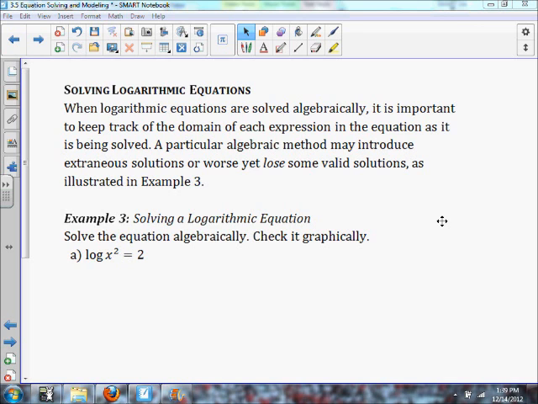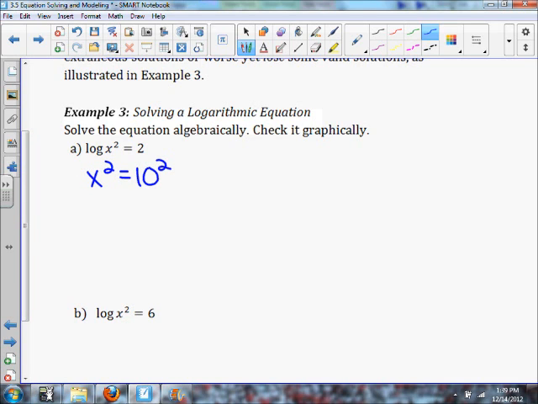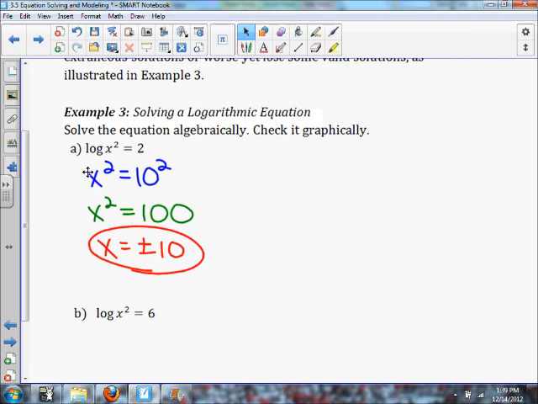Now, when we solve the first equation in example 3, log of x squared is equal to 2, there are a couple of ways to do it. The way I like to most do it is switching from logarithmic to exponential equations. When the base is not shown on here, log of x squared is equal to 2, we know it's 10. So that means x squared is equal to 10 squared, which means x squared is equal to 100. And when you take the square root of both sides, it's going to be plus or minus 10.